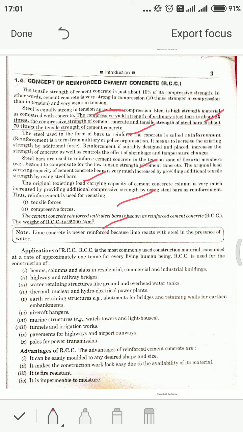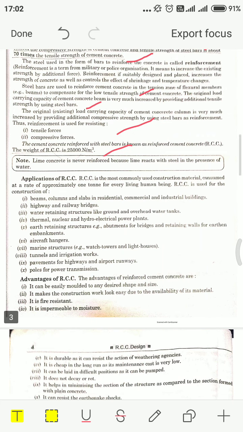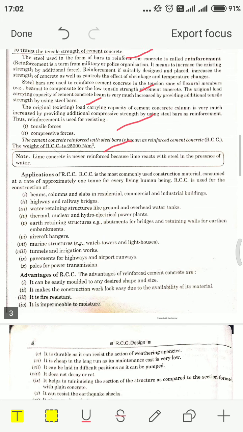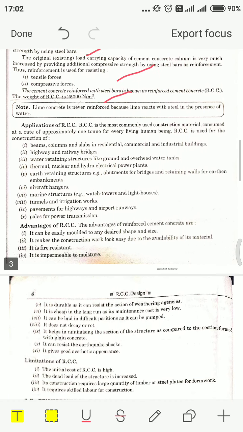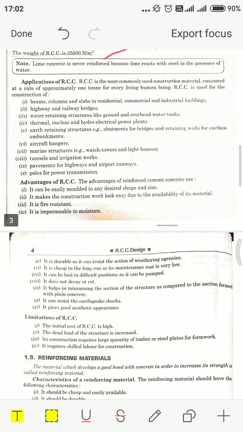Applications of the RCC. RCC is the most commonly used construction material, consumed at the rate of approximately 1 ton for every living human being. RCC is used for the construction of... So basically, RCC is one of the most used materials in human history. In how many areas do we use RCC? Here we will discuss beams, columns, slabs in residential, commercial and industrial buildings, highways and railways, water retaining structures, thermonuclear plants, aircraft hangars, marine structures, tunnels and irrigation work, pavement for highways and airport runways, poles.